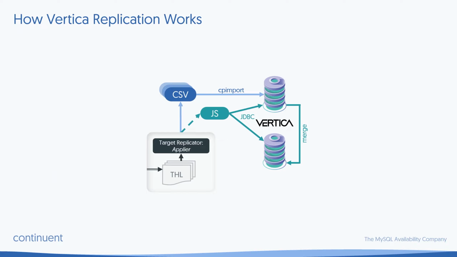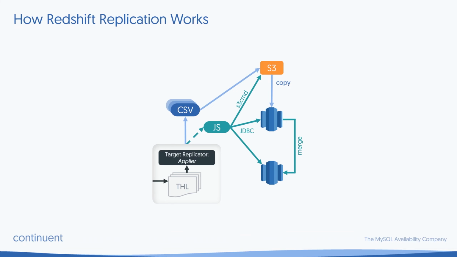An insert would be one row in the CSV, an update would be a delete followed by an insert, and it's the same process. That data will get loaded into staging tables. The staging tables are then merged into the base table so that you end up with a true representation of that original table. Redshift, again, exactly the same staging table merge process.